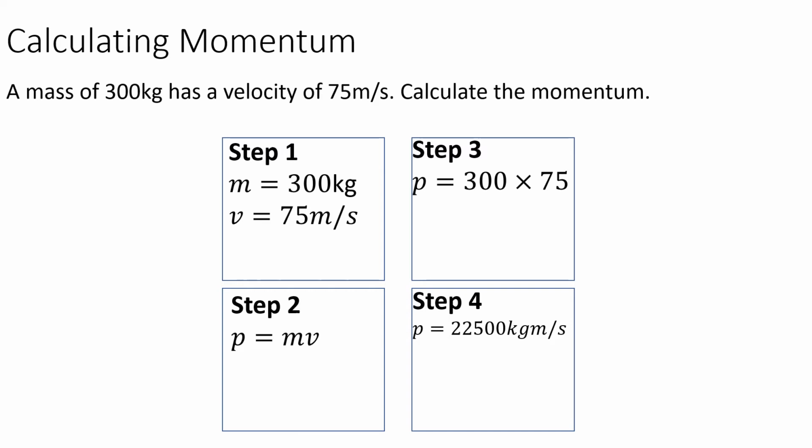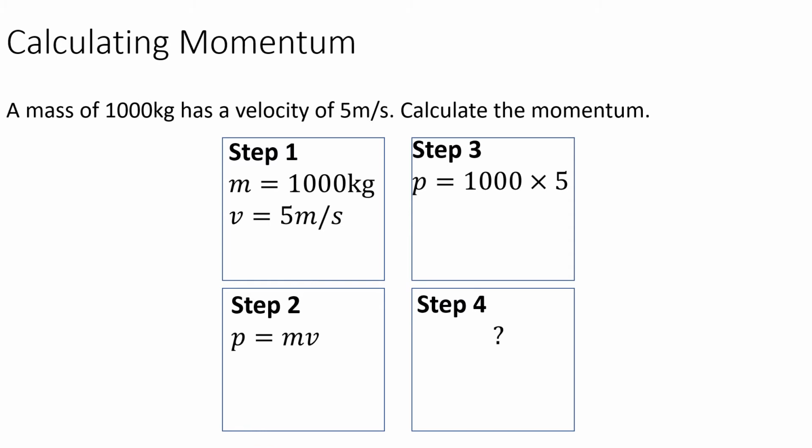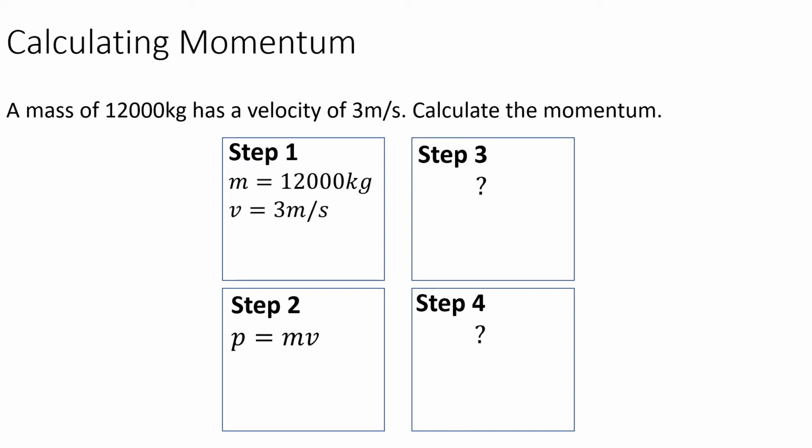Moving on to the next question. A mass of 1,000 kilograms has a velocity of 5 meters per second. Calculate the momentum. I've given you steps 1, 2, and 3, so copy those down and then complete step 4 for yourself. Next question. A mass of 12,000 kilograms has a velocity of 3 meters per second. Calculate the momentum. I've given you steps 1 and 2, so copy those down and then complete for yourselves steps 3 and 4.